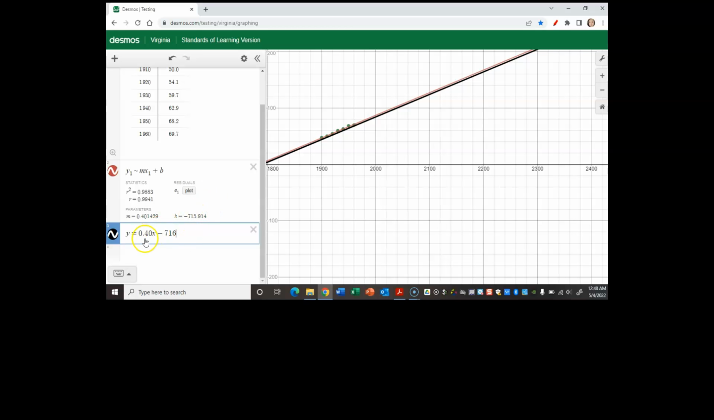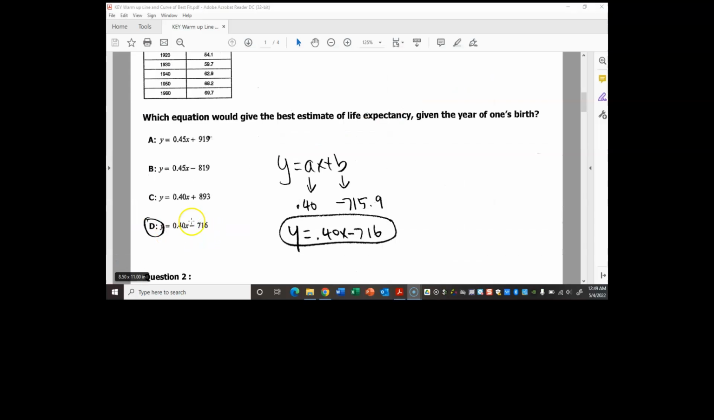And then if you look at the paper, which choice is that? Go ahead and circle the choice for question number, it says number 1, but it's the second one on the paper. Which one best matches that? The answer is D. This is the best one. You want to pick the closest one, okay? So that will be the answer.